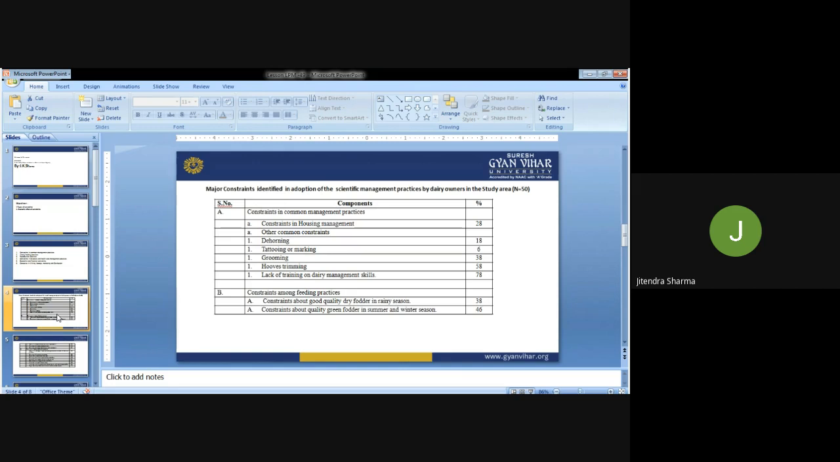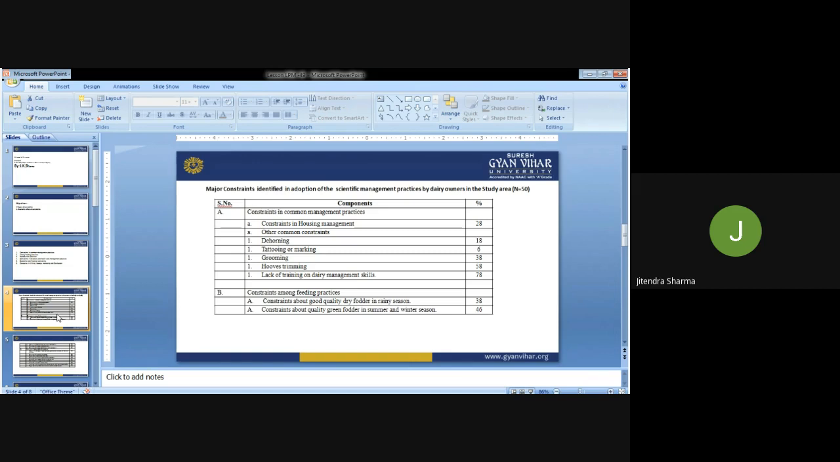Then, the lack of training on dairy management skills. Yes, 78% of dairy owners have this constraint because they do not have proper information regarding the new technology being used in the dairy sector. Because they are not properly trained, they have this constraint, and this facility is also not available near their unit.